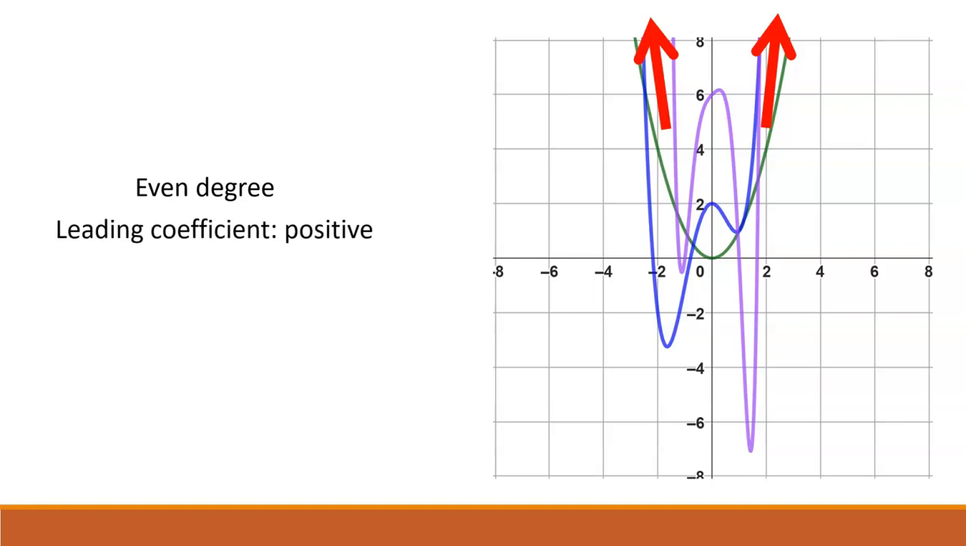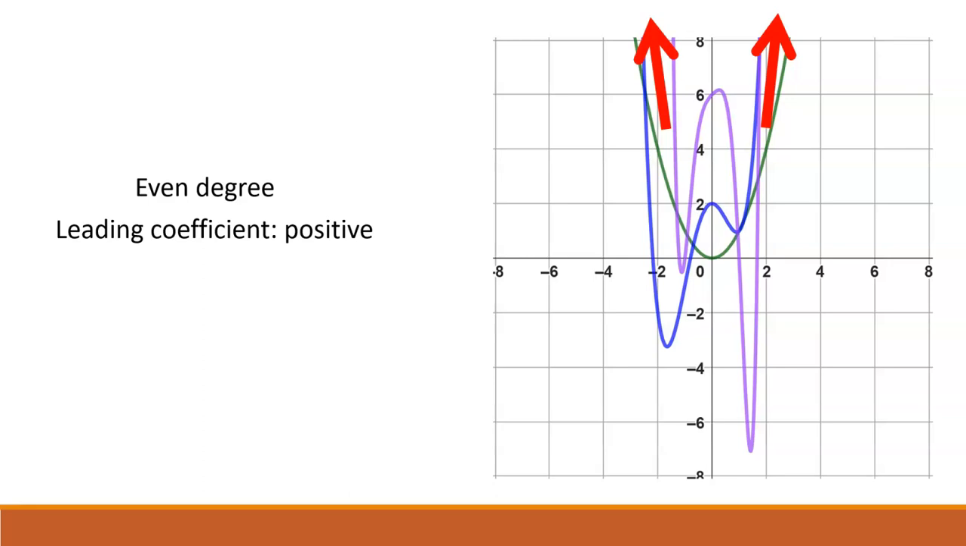Here's another set of 3 functions. Let's see what they have in common. If we look at the ends, we can see that both the left and right ends are pointing up in the same direction. That tells us that these are all even degree functions. If we look at the right end, we see that it's pointed up in a positive direction. That tells us that the leading coefficient on all these functions has to be positive as well.